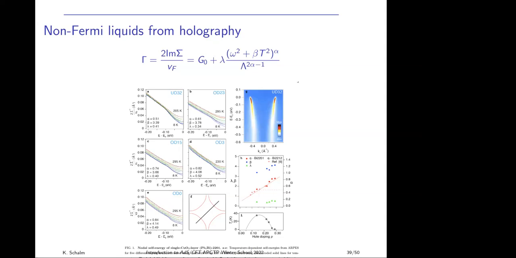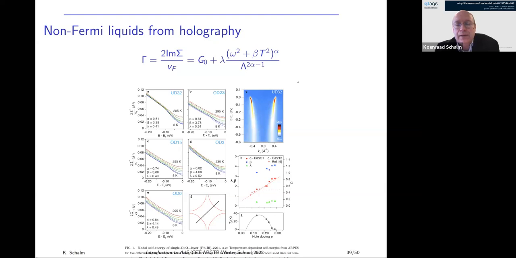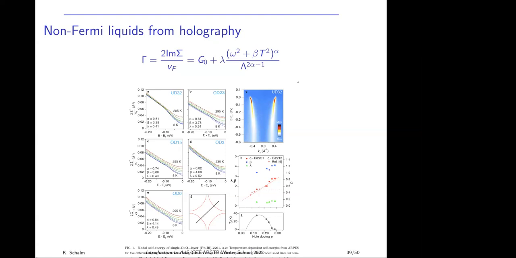Usually ARPES experiments on high Tc are done with BSCCO because of the nice cleaved surface quality. But it seems to me, I'm just quickly reading it, it looks like you aren't using BSCCO. Why did you choose to not use BSCCO? This is a BSCCO. It's not the standard 2212, it's 2201. Oh, it is BSCCO. Okay. Yeah. Sorry. Confused.